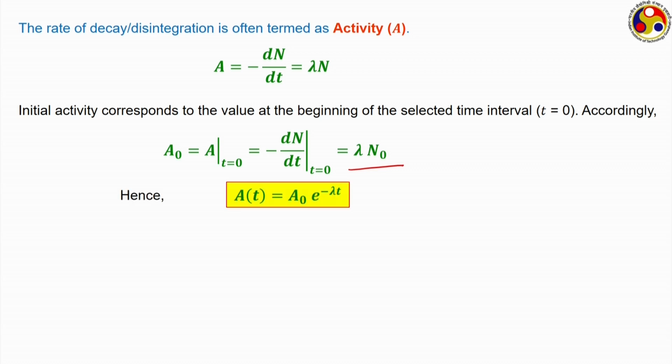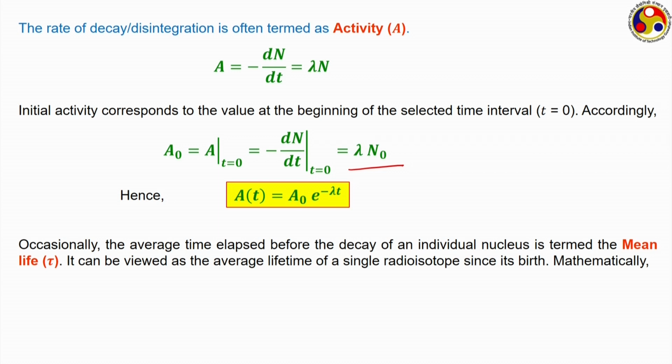So, putting this expression for A and A naught in our original expression, we get A(t) equal to A naught into e to the power minus lambda t, that is the change in activity with time can also be related to the decay constant lambda. This is again another exponential curve, and if we plot it graphically, it will represent a similar kind of nature as we have seen for the decay law.